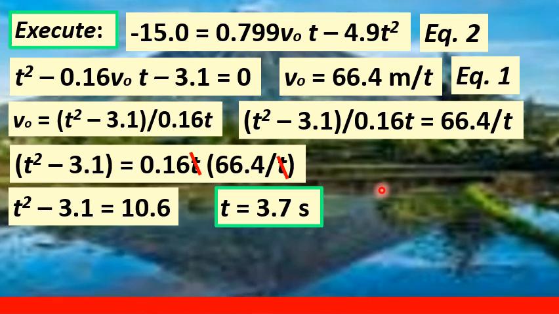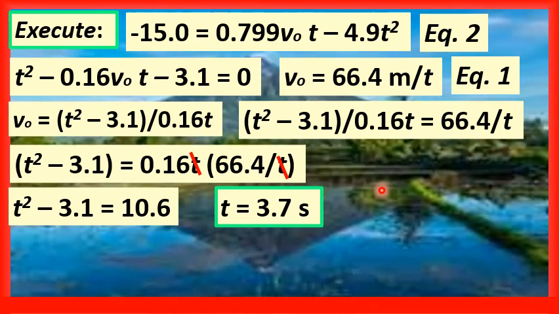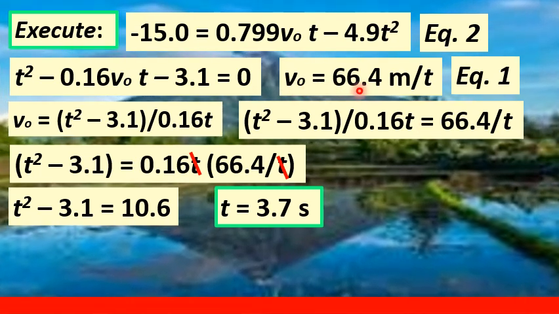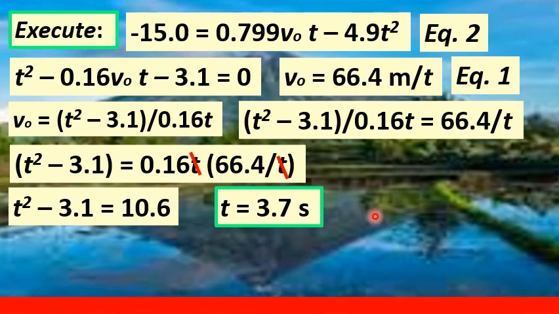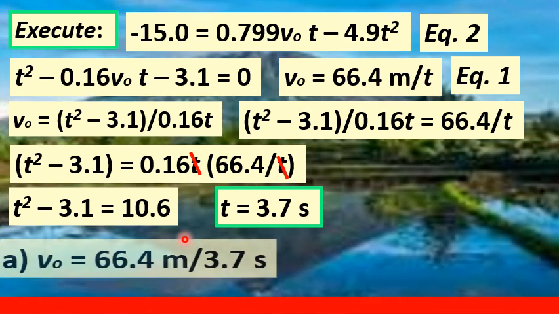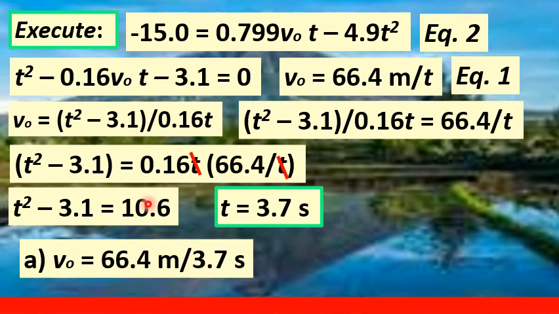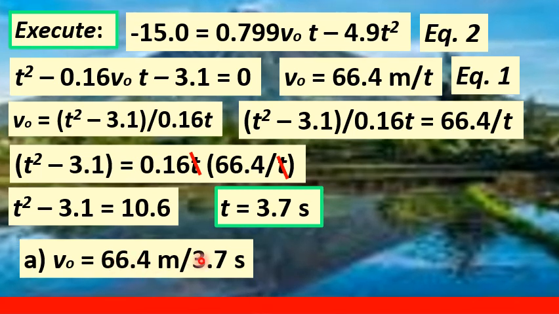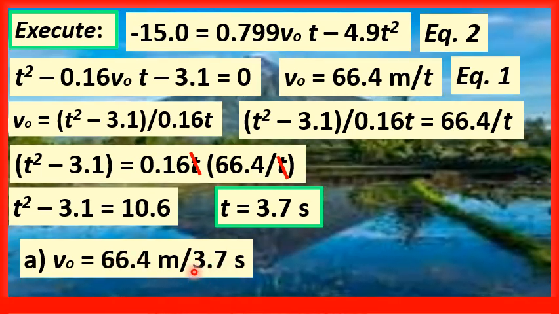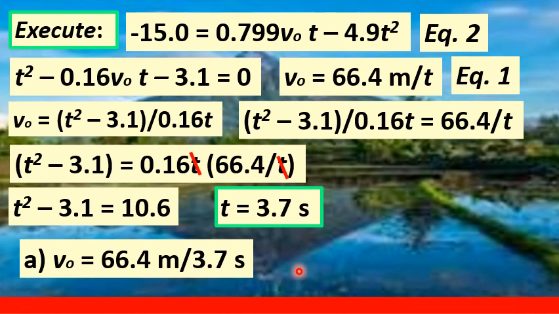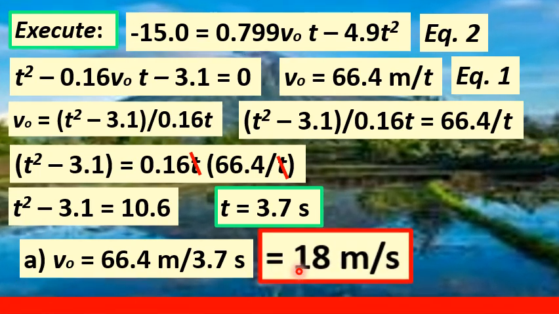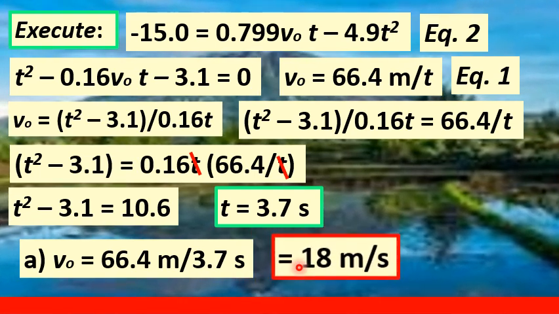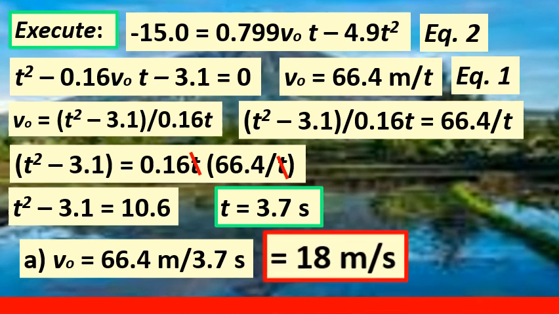Finally, from equation number 1, v naught equals 66.4 meters divided by the time t, we can proceed and determine the value of v naught. So we just divide 66.4 meters by the computed time t of 3.7 seconds, and our final answer for v naught equals 18 meters per second in two significant figures.